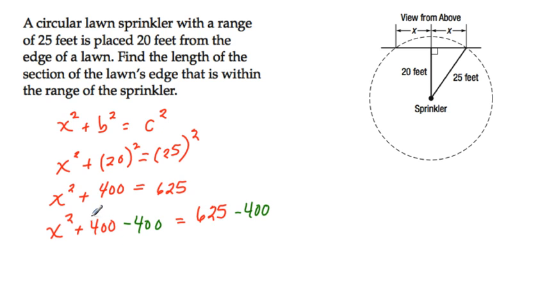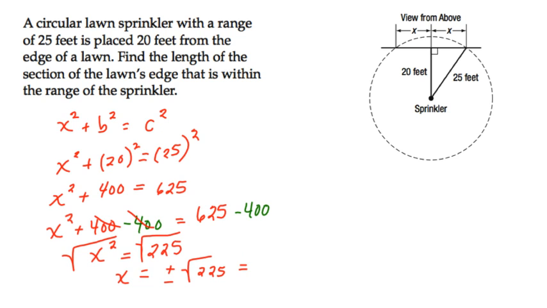So x squared plus 400 and minus 400 add to 0. So we get x squared by itself is equal to, what is 625 minus 400? Well, that's 225. And our last step now is to take the square root of both sides. So we get x equal to plus and minus the square root of 225, which is equal to plus and minus. The square root of 225 is 15.